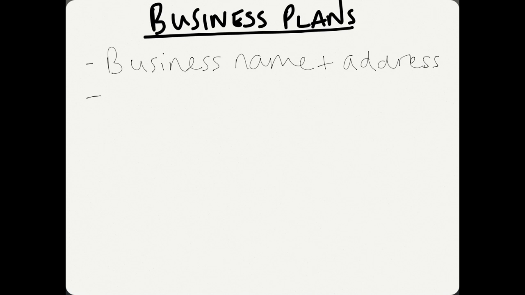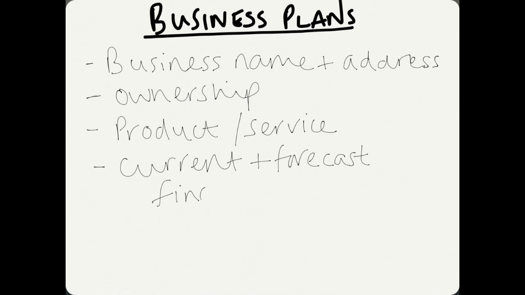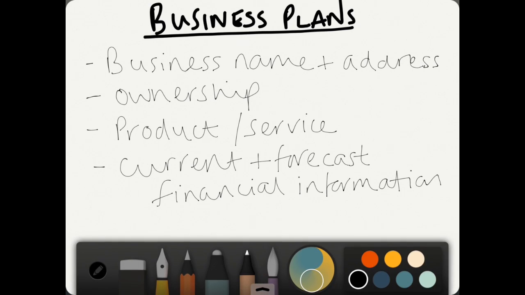It will contain the ownership structure of the business. So is it a sole trader or a partnership? Is it a private or public limited company? Who are the owners? Who are the managing directors? It will include information about the product or the service. And then it will include, and probably the most important part, current and forecast financial information. Now we'll go on and look at some of that information shortly.